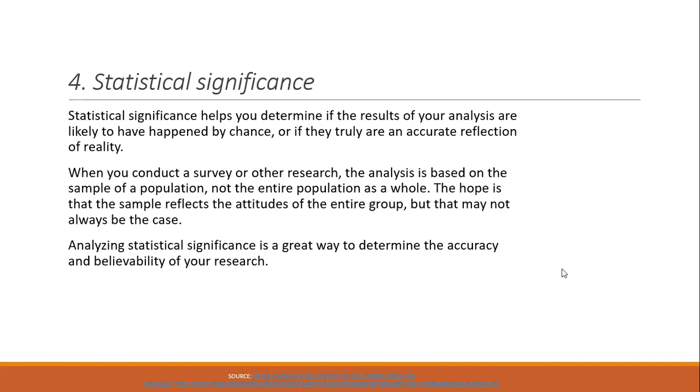Statistical significance helps you determine if the results of your analysis are likely to have happened by chance or if they truly are an accurate reflection of reality. When you conduct a survey or other research, the analysis is based on a sample of a population, not the entire population. The hope is that the sample reflects the attitudes of the entire group, but that may not always be the case. So analyzing statistical significance is a great way to determine the accuracy and believability of your research.